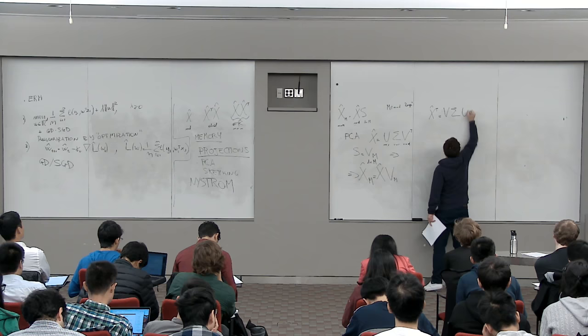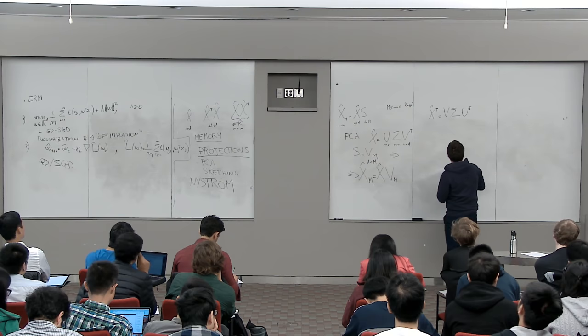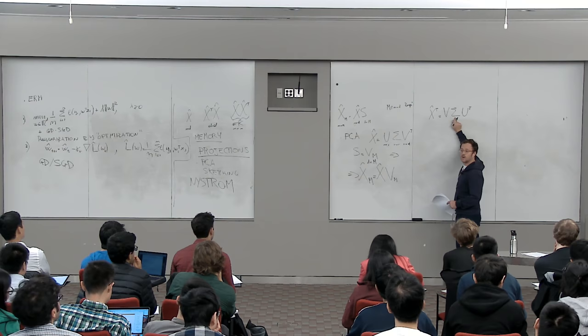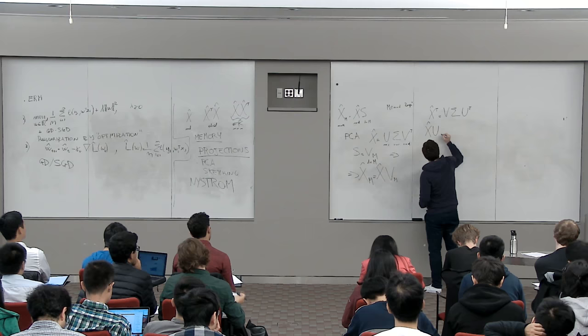But then, what you can do is multiply on the right by U, and then take sigma to the minus 1. And so you're going to get X transpose U sigma to the minus 1 V.